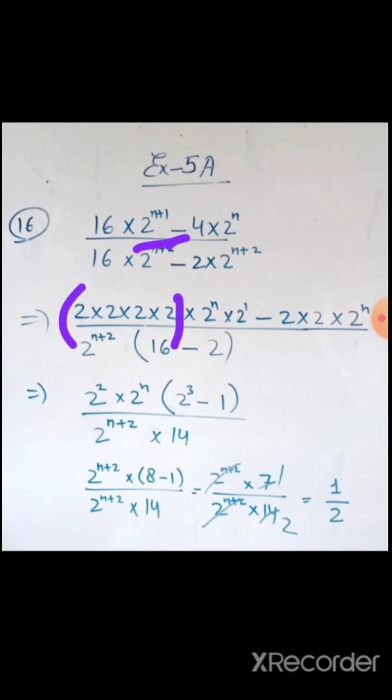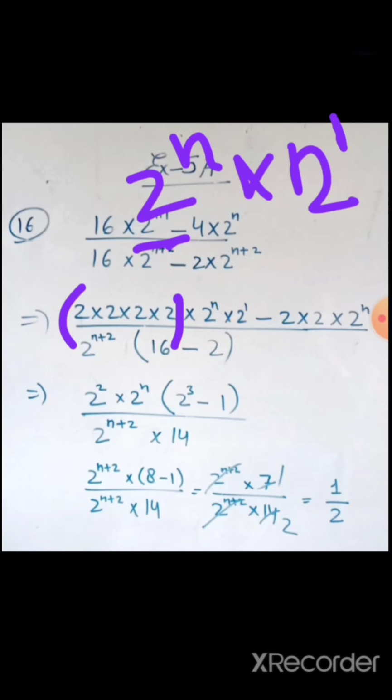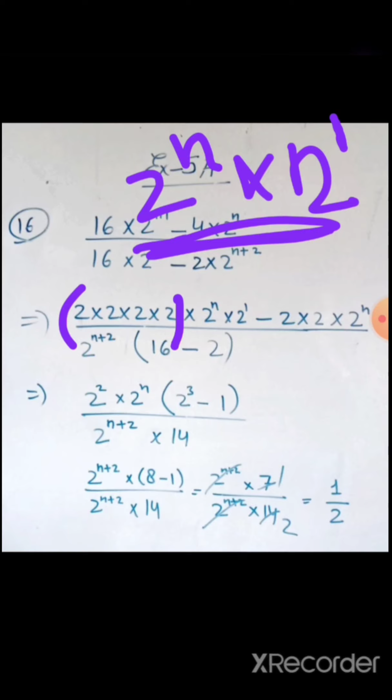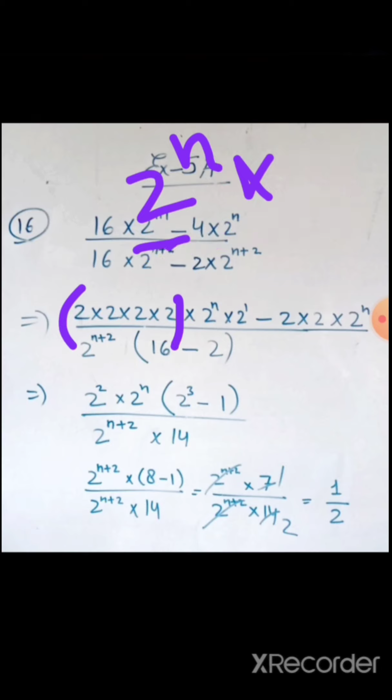And one more thing is there. 2 raised to the power n plus 1 can we write as 2 raised to the power n into 2 raised to the power 1? Bases are the same, so we can add the powers. So 2 raised to the power n plus 1. In the same way, if 2 raised to the power n plus 1 is written, we can write separately 2 raised to the power n into 2 raised to the power 1, means only 2. The same thing we are doing here.